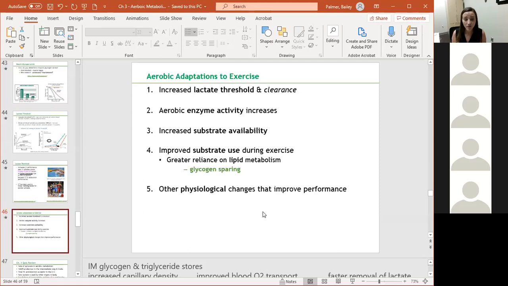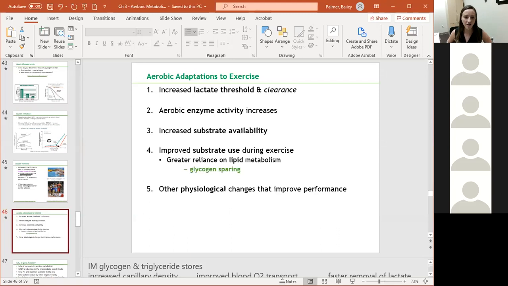Next is substrate availability and substrate use. So this is just improved ability to use certain substrates for fuel rather than others. The example here was a greater reliance on lipids, which are fats. That allows us to spare glycogen, where we can save up our glycogen stores. We don't have to use them, and we can rely on our fat stores more. So trained athletes, their body has adapted to that chronic exercise to where they can pull from their fat stores and save their glycogen. The benefit, it helps to delay fatigue.